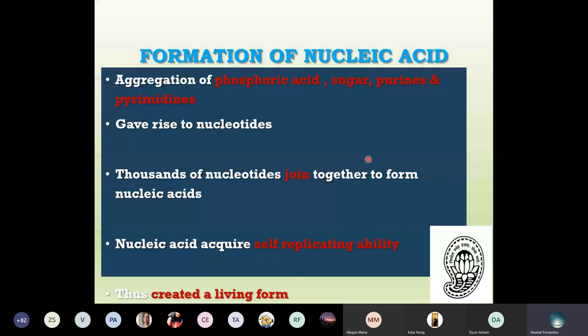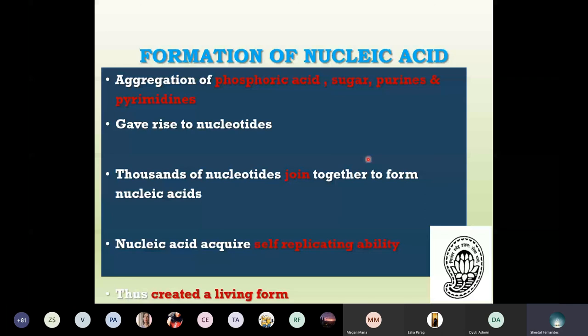Phosphoric acid, sugar were resulting in formation of purines and pyrimidines, giving rise to nucleotide. Nucleotides were joining themselves to form nucleic acids. Ek chain form ho gaya. Abhi this year you will study replication of DNA by semi-conservative method. Ek chain apne aap naya dusra chain form kar sakta hai. Replicate kar sakta hai. Reproduce kar sakta hai.